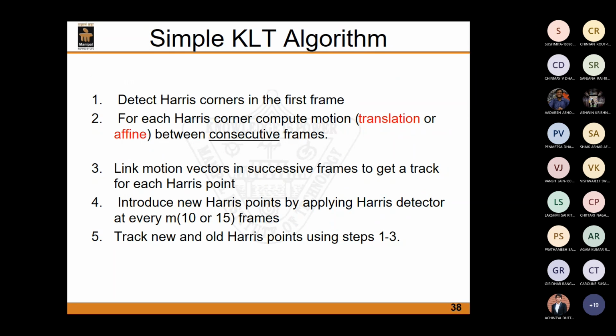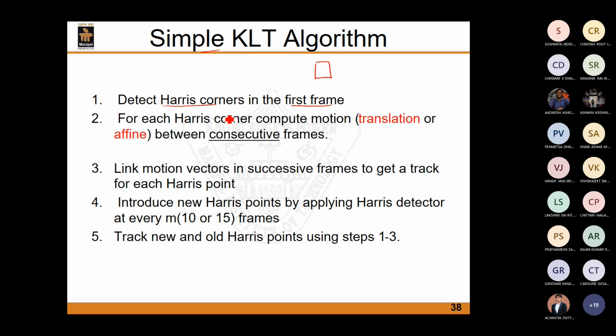Now we'll see the step-by-step procedure. There are various versions of the KLT algorithm, but in the original KLT algorithm, these are the different steps. In the first step, we detect the Harris corners present in the first frame. In the very first frame of the video, we use the Harris corner detector to detect the corners, and that will act as the key points for us.